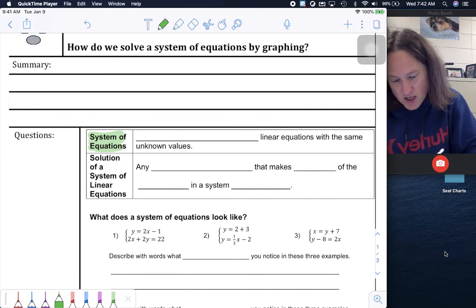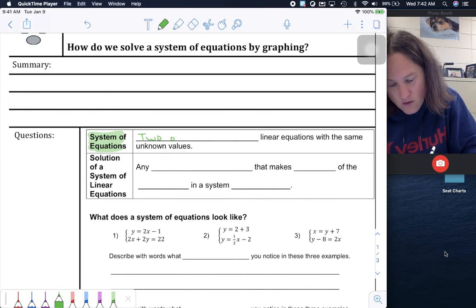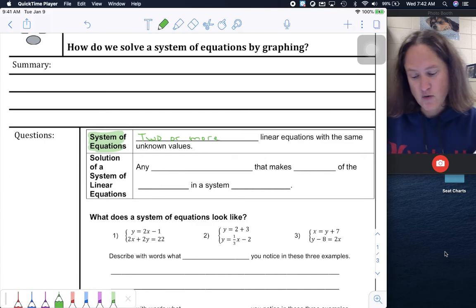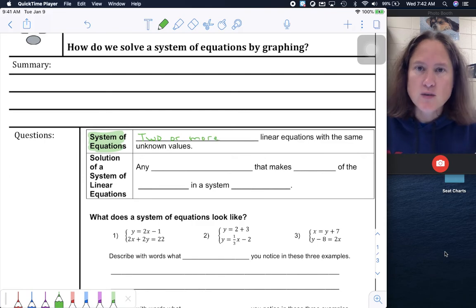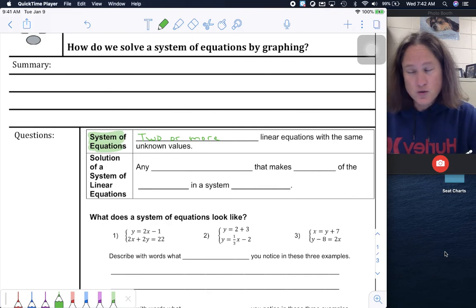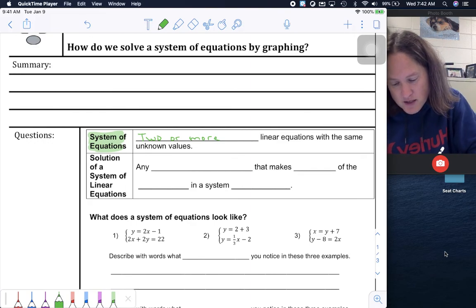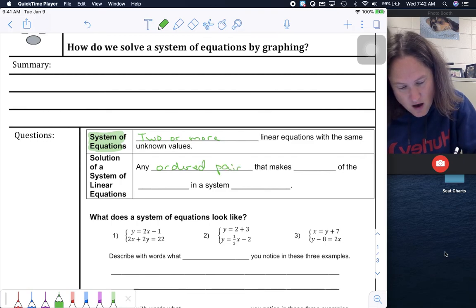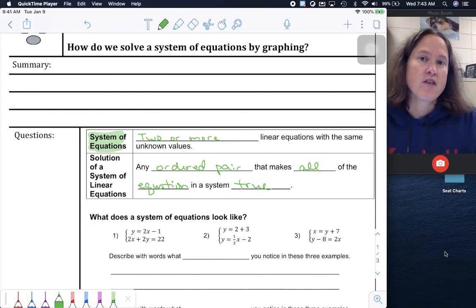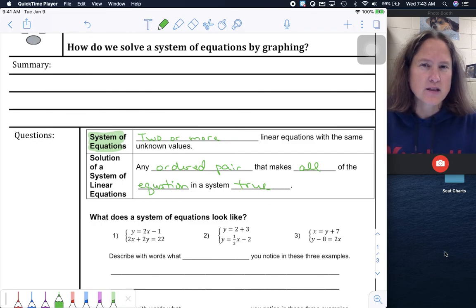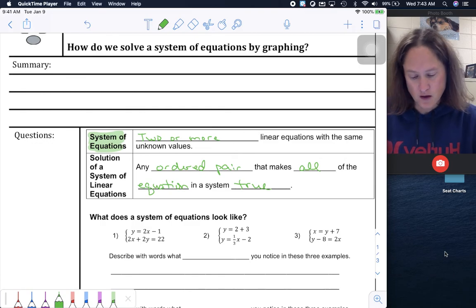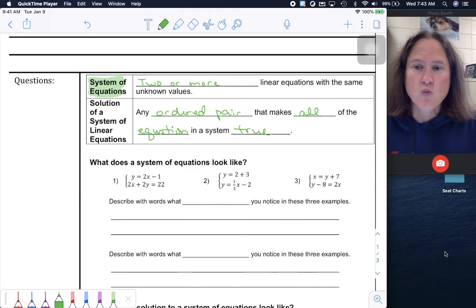So a system of equations is two or more linear equations with the same unknown values. Most of the time we use x and y, but they have to be the same unknown values. The solution is going to look a little bit different than what we're used to. It's going to be any ordered pair that makes all of the equations in that system true. So if the ordered pair (1, 2) makes one equation true but not the other in the system, then it isn't a solution to the system.